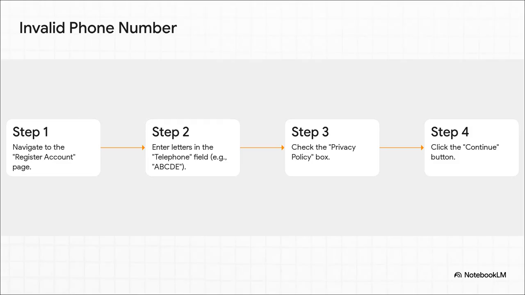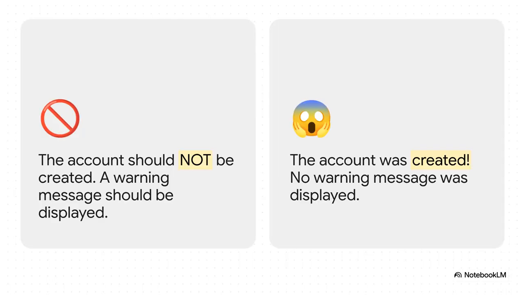Okay, so this time our detective is actually trying to break things. They're deliberately throwing a wrench in the works. They go to register an account, but for the phone number, they put in a bunch of letters, obviously invalid data. And boom, this is where we find the problem. The app should have rejected this nonsense and thrown up a big warning message, but it didn't. It just let it right through and created the account anyway. Houston, we have a problem.